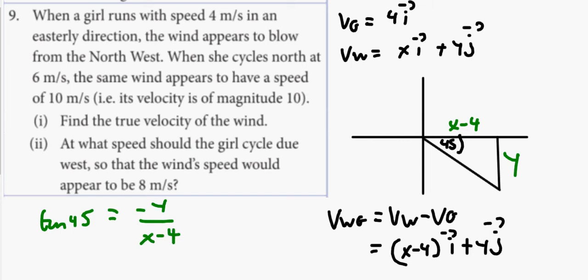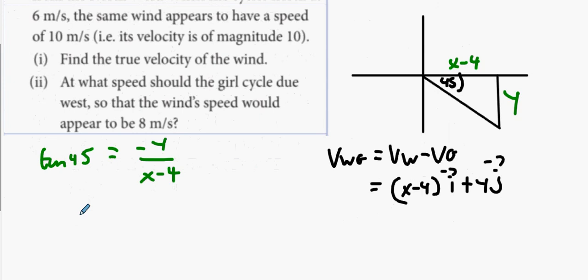So we'll say it's minus y over x minus 4. We all know that tan 45 is 1, so cross multiplying you get x minus 4 equals minus y. Then you get x plus y equals 4. Next, you're on to scenario 2.